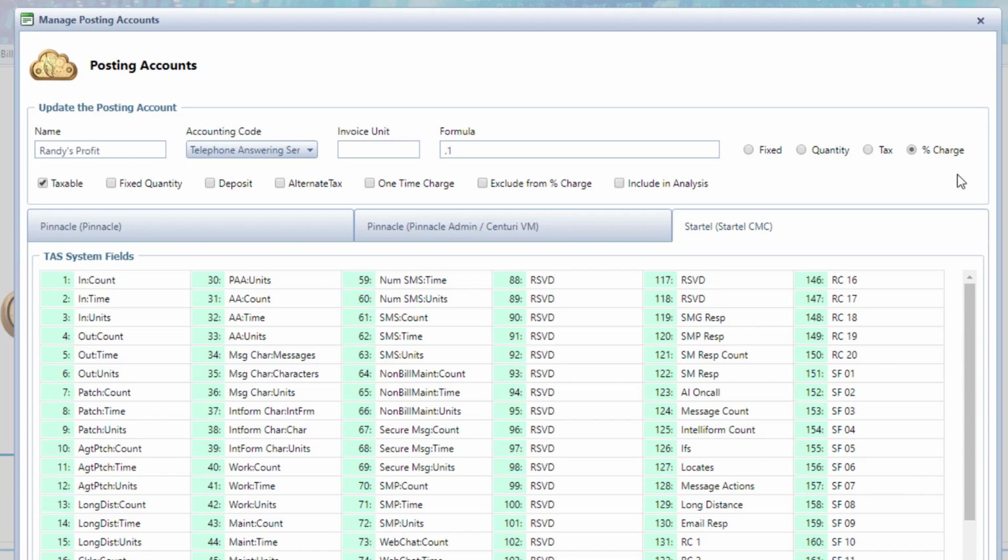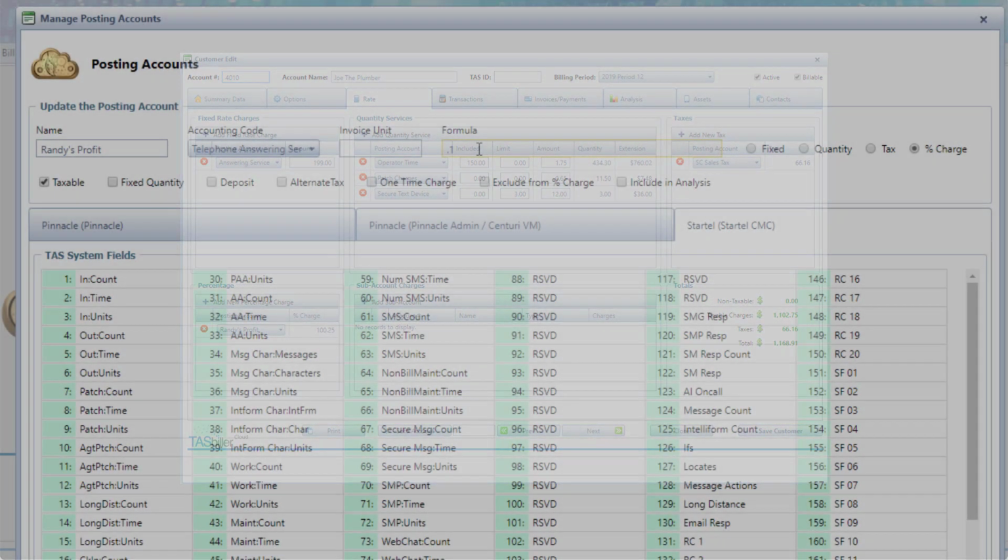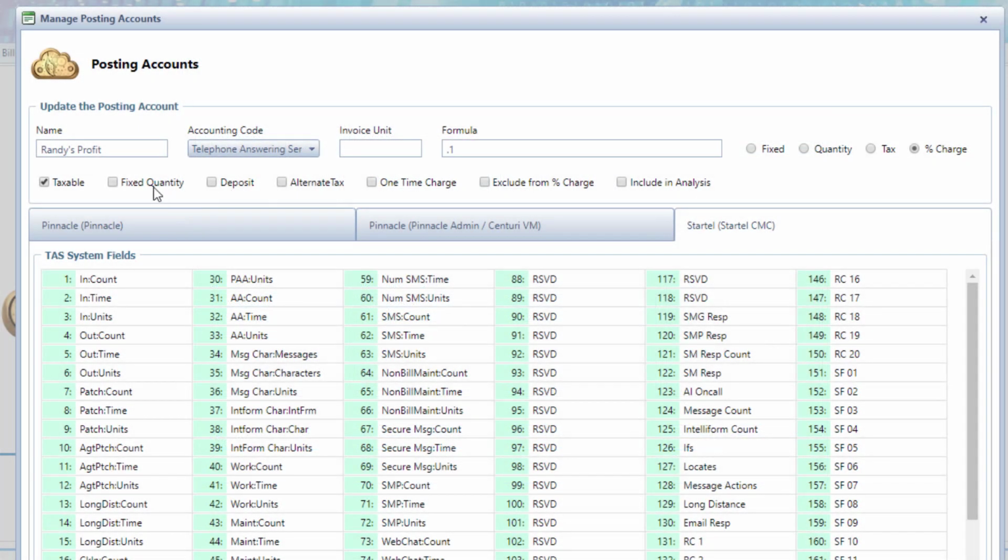Now this is an example of a percentage charge, and we're just having fun here and calling it Randy's profit. In this case, the formula is going to be the percentage I'm going to charge. Now this can be a positive or a negative percentage. In this case, because I'm just adding to my profit, I'm going to increase everything by 10%.